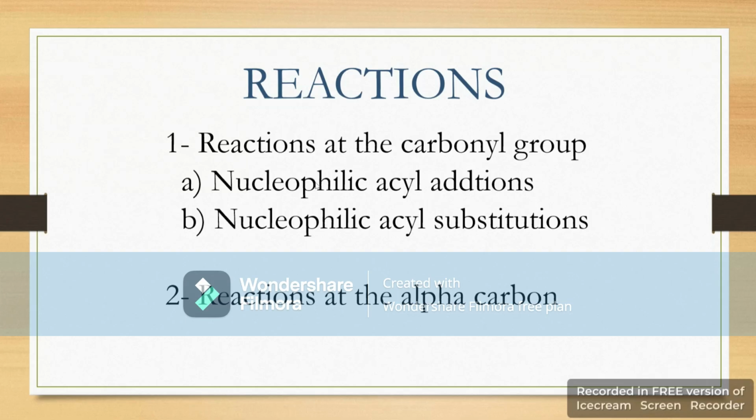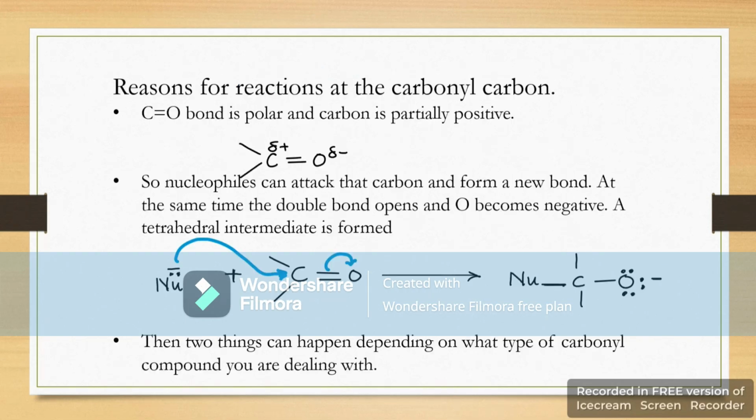Next, let's talk about the reactions at the carbonyl group. So there are two sets of reactions. One is reactions at the carbonyl group, C double bond O, which is actually nucleophilic acyl additions and nucleophilic acyl substitutions. The second set of reactions is the reactions at the alpha carbon to the carbonyl group. So let us see both of them separately.